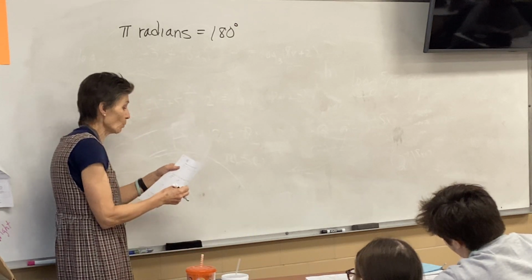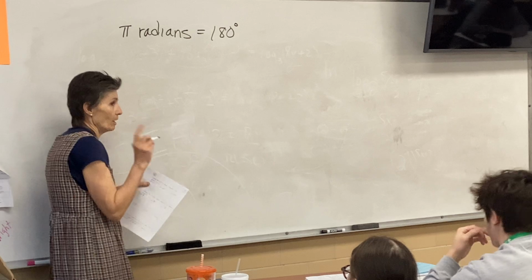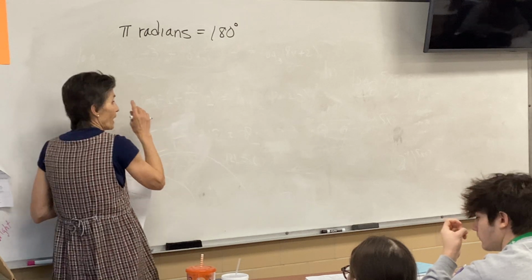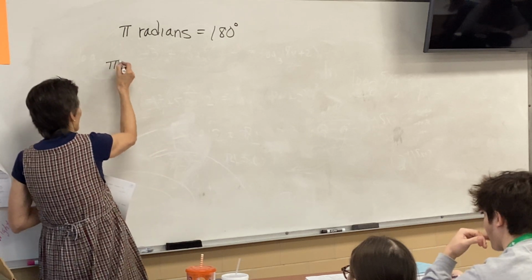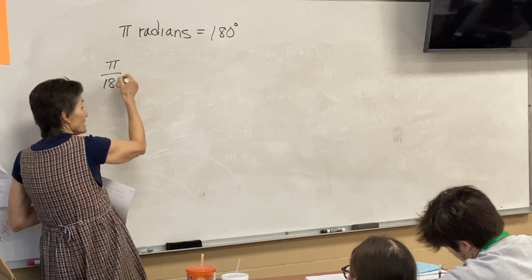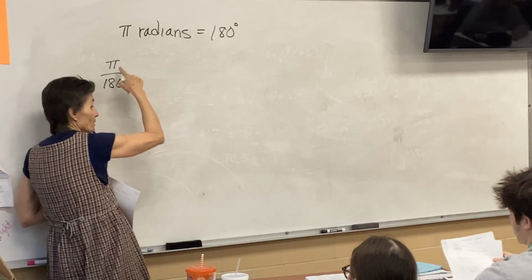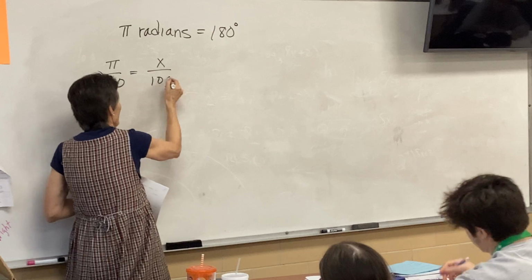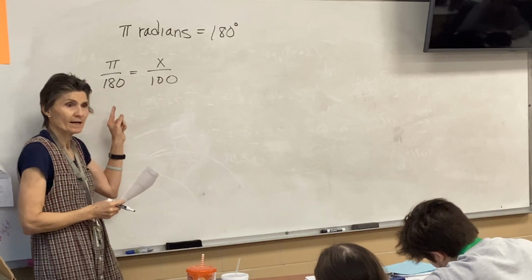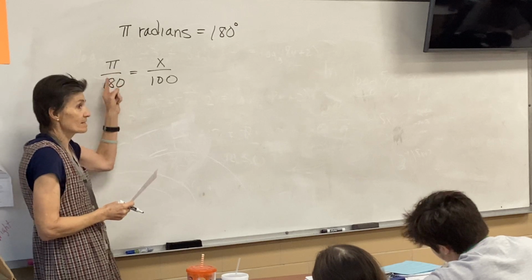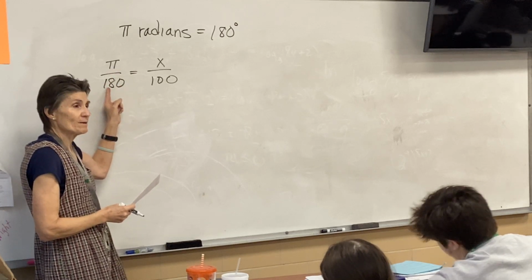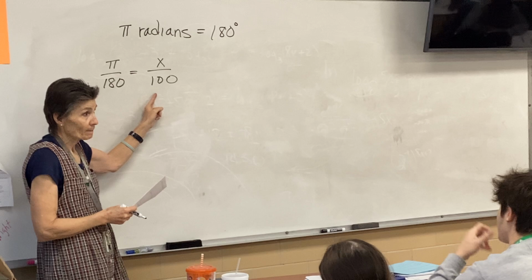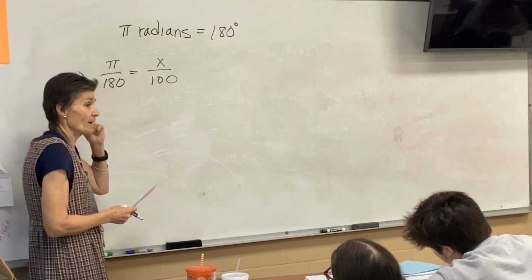In question number 1A, it says, what's 100 degrees? The easiest way to do this is to remember that pi is the same as 180. Pi radians is 180 degrees. So the question is, what then would equal 100 degrees? Does that make sense the way I set that up? I know that pi is the same as 180, so I'm trying to figure out what is the same as 100. How would I solve that?